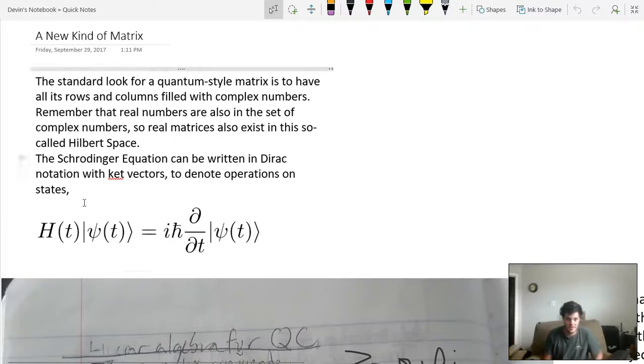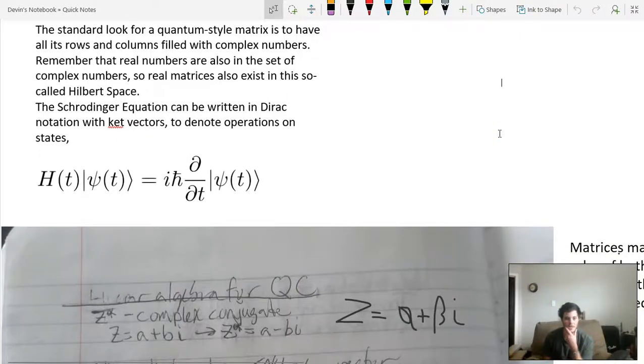Okay, I want to talk about this equation right here. This guy, it's called the Schrodinger equation, and what it really does is it takes this Ht, multiplies it by this ket vector right here called psi t, and sets it equal to a derivative of psi t multiplied by these constants. So, I mean, basically you just get waveforms out of it.